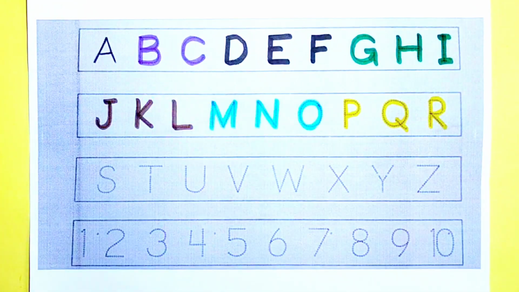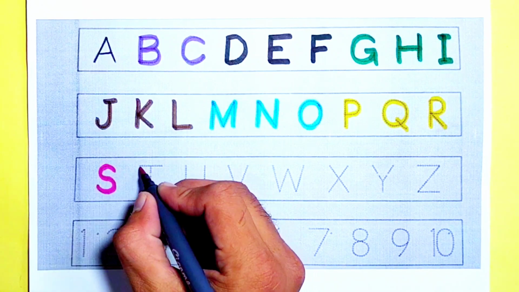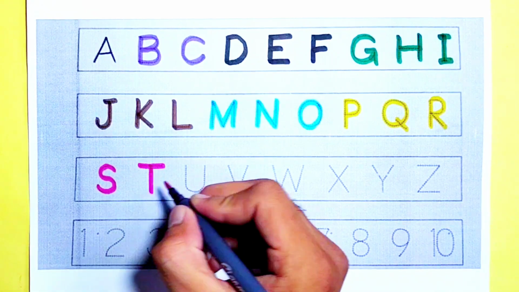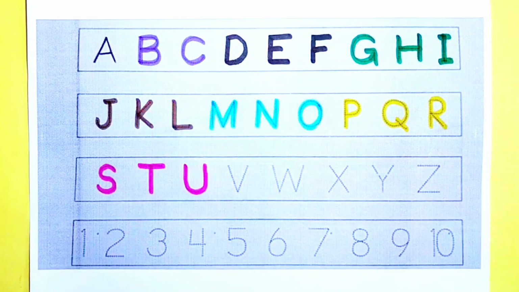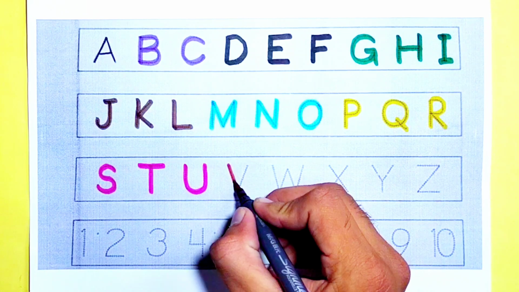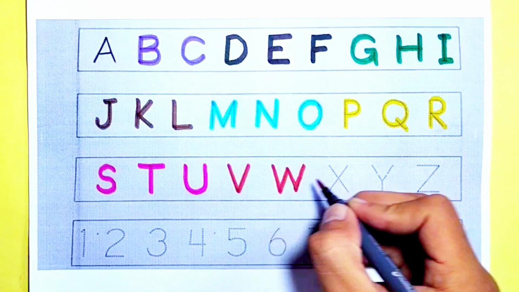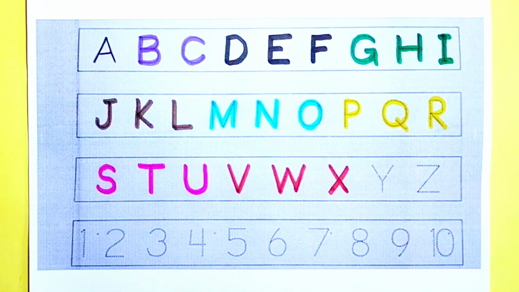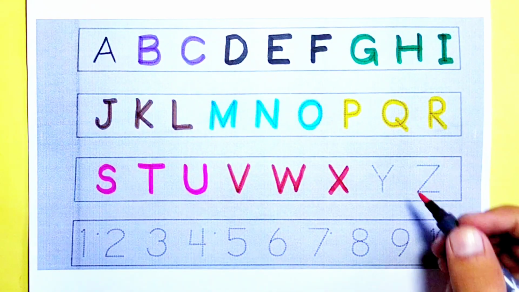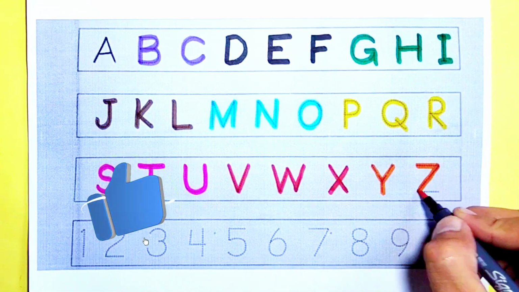Dark pink color. S for sunflower, T for tiger, U for umbrella. Red color. V for violet, W for wolf, X for x-ray. Orange color. Y for yard, Z for zoo.